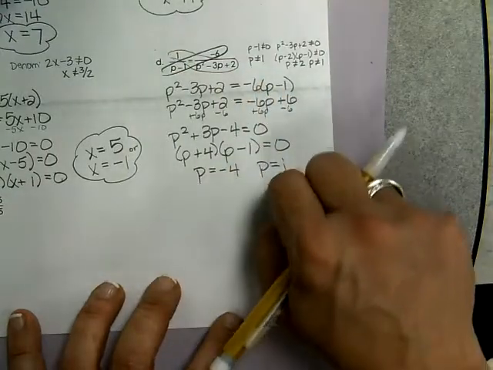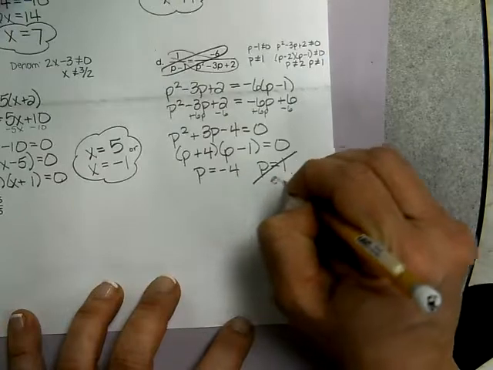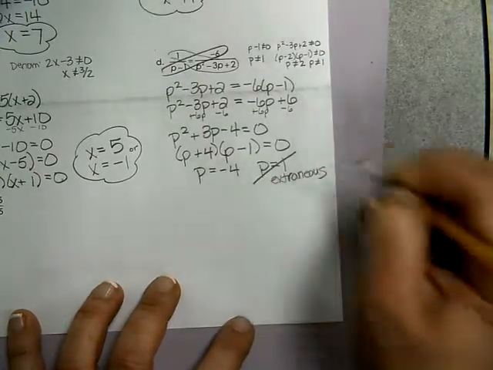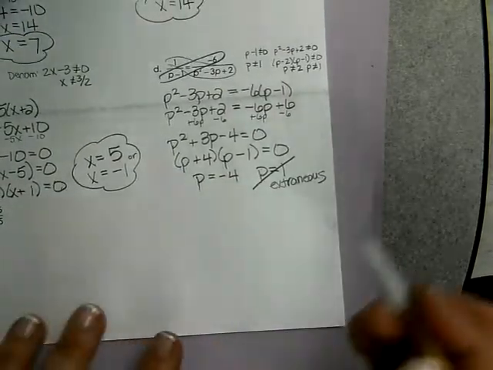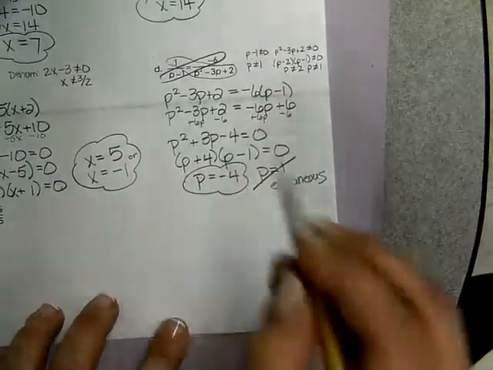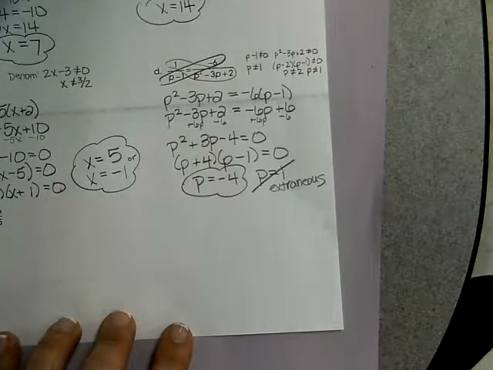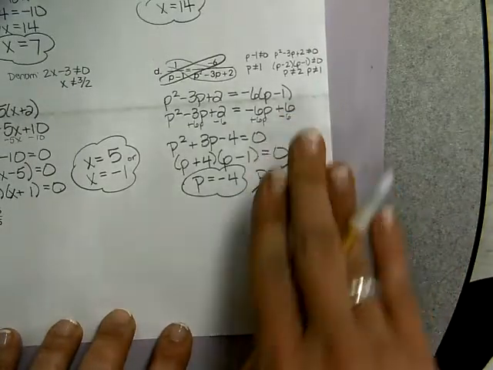So even though we get p equals 1 as a solution, this is what we're talking about as far as an extraneous solution that we want to get rid of. So the only valid solution is p equals negative 4. That's the only solution that would end up working. And so again, our answer is just p equals negative 4.